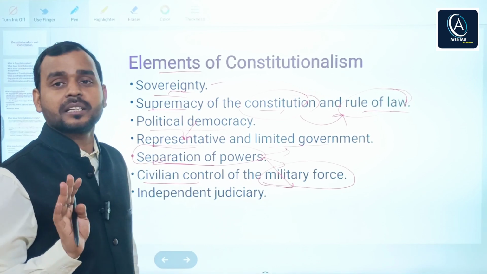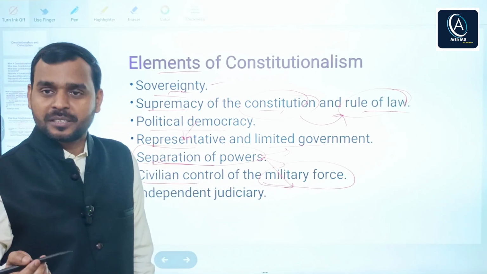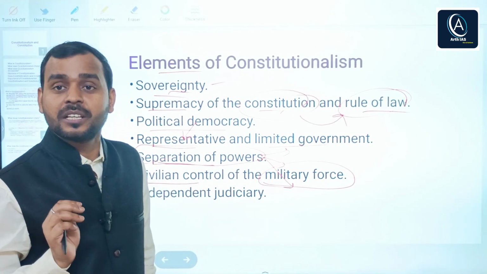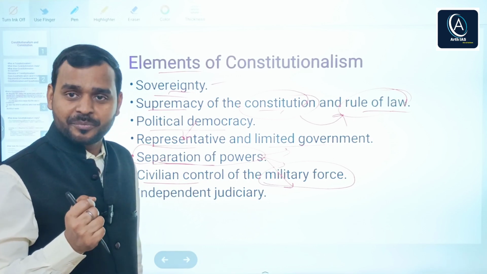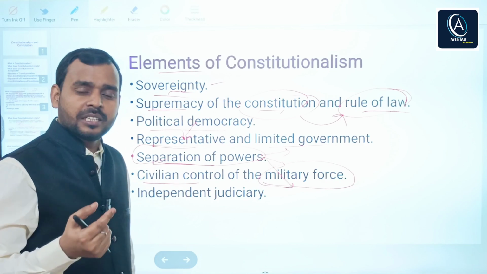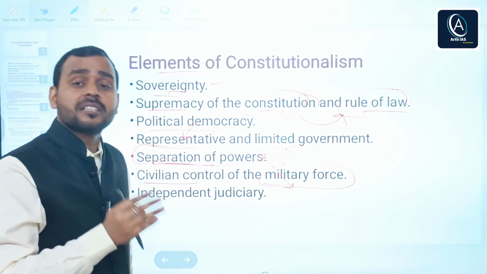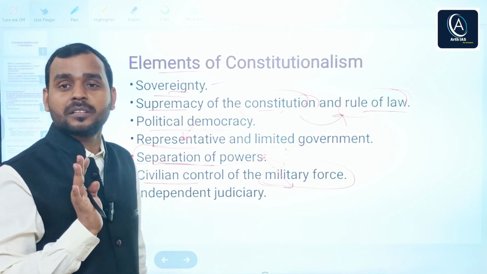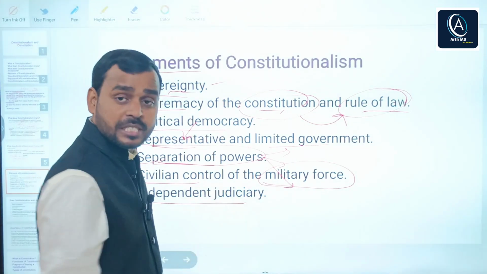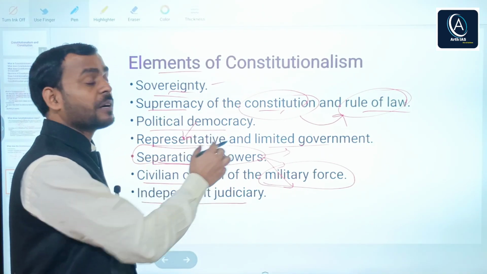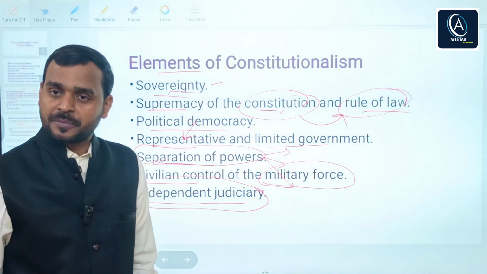For example, take the example of India. In India, the military force is controlled by civilians, meaning our political leaders are called civilians. But take the example of Pakistan. It is called, you can say, a military state. Why? Because though there are political leaders, in actual sense the military has the actual power, and it controls the civilian or political leaders. Independent judiciary, obviously, where there is separation of power and a method of checks and balances, there should be an independent judiciary.